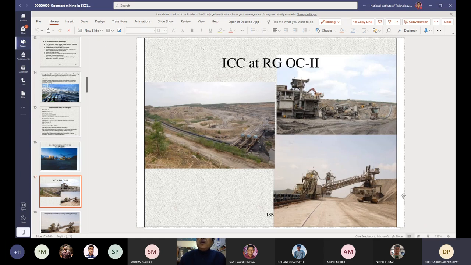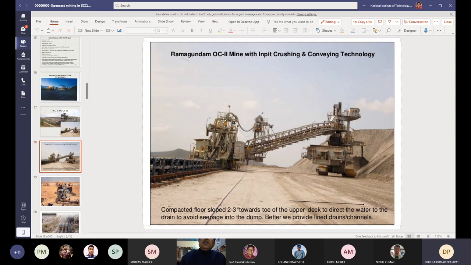This is the spreader, this is the belt conveyor. From the belt conveyor, the material is fed to the spreader, and the spreader will spread the material on the dump yard so that a uniform spread is carried out.